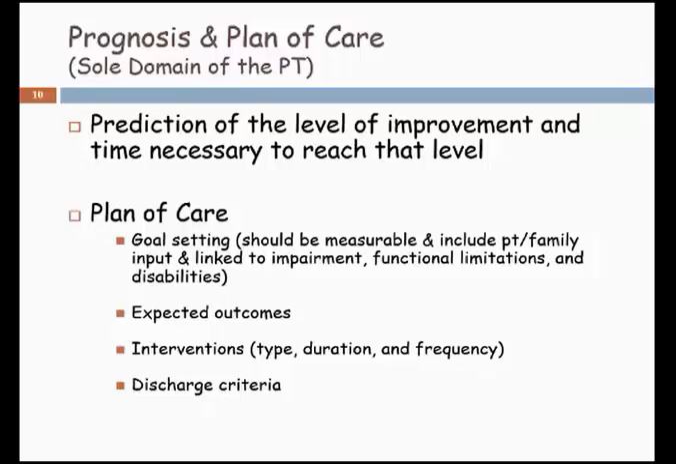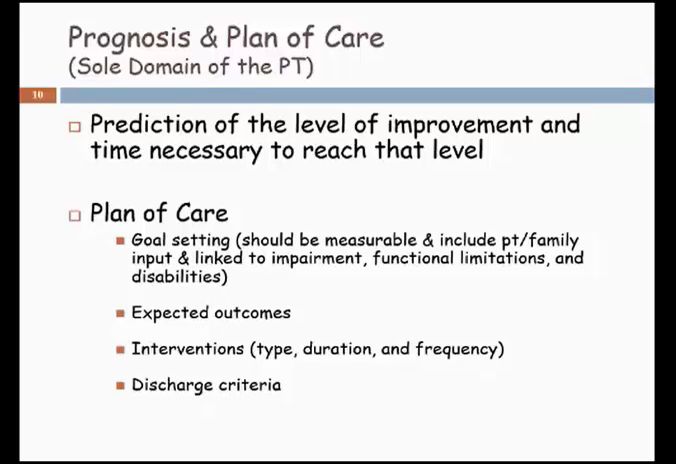Another example could be something like, the prognosis of this patient is poor. The patient will be able to ambulate with an assistive device with a minimal assist within 4 weeks. This is an example of a person who may never return to their previous level of function. An example would be a patient that has suffered a stroke.